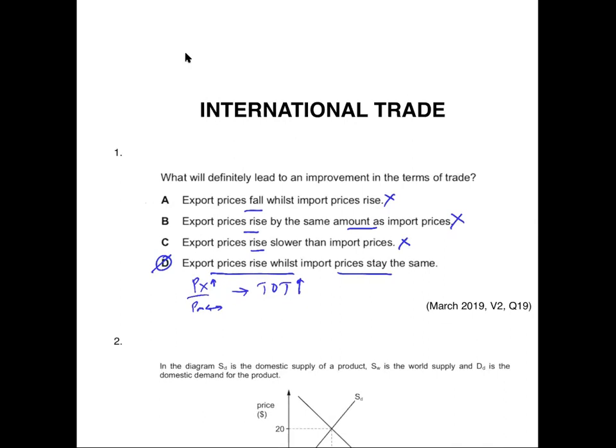Awesome. PX goes up, PM stays the same, terms of trade will go up. Do you guys get that? Does that make sense? So that's what it is. Let's look at another question.